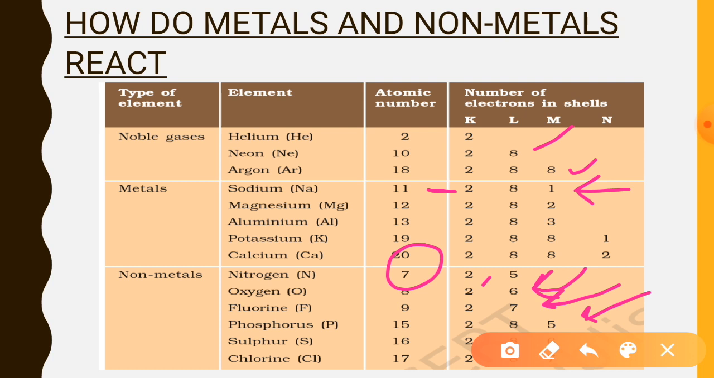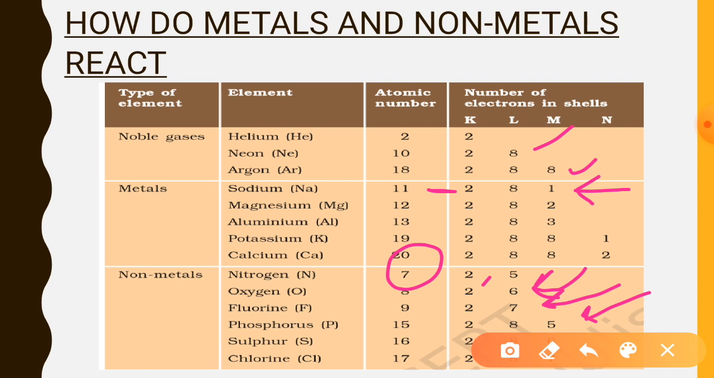Phosphorus has 5 electrons in its valence shell, so it will have to gain 3 electrons. Now I'm telling one important thing here. Non-metals like nitrogen do not form ionic compounds. They form a different kind of compound, called covalent, which we will discuss in an upcoming chapter.